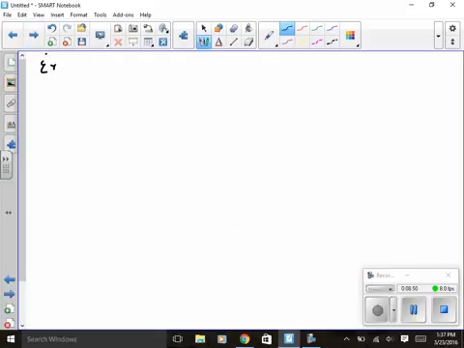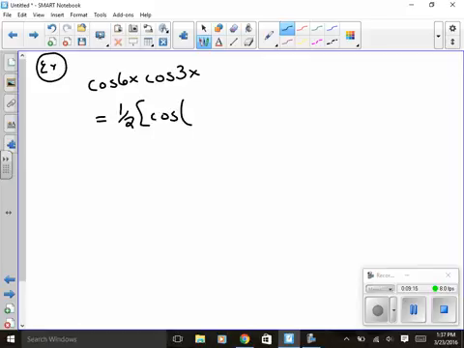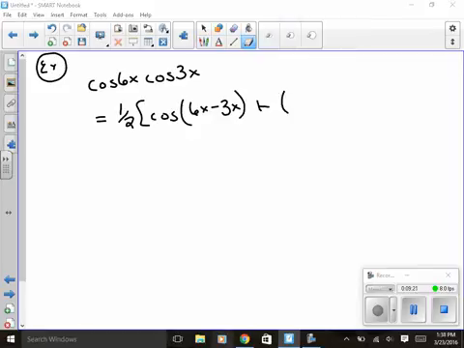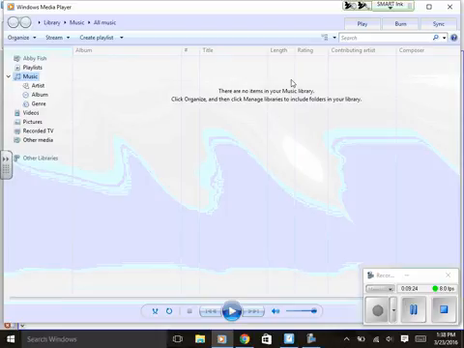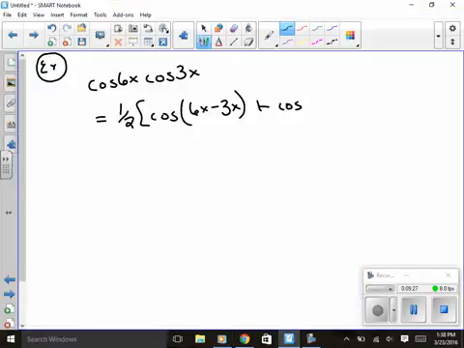Use an example here. We'll do one of these, and then I've got some other product identities. We will not do an example with that one, so I'm sorry. It's just because of time. So if we have cosine 6x, cosine 3x, I'm going to go ahead and use that cosine alpha times cosine beta. And I have 1/2 cosine 6x minus 3x plus cosine 6x plus 3x.